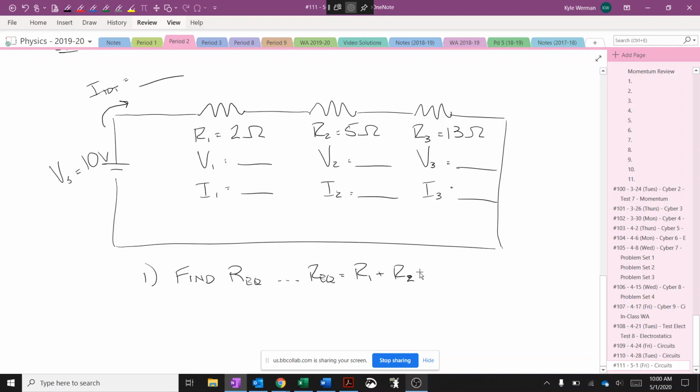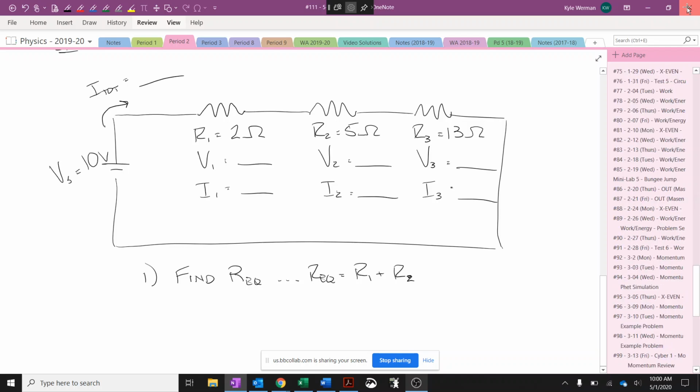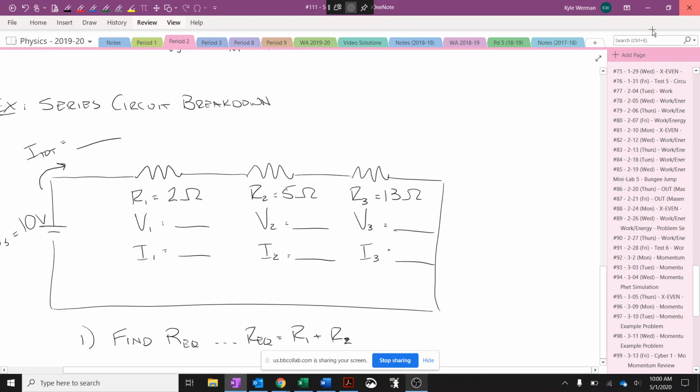Oh, my OneNote just pooped on me here. Let me close this. I'll open it back up. We've seen this happen before.